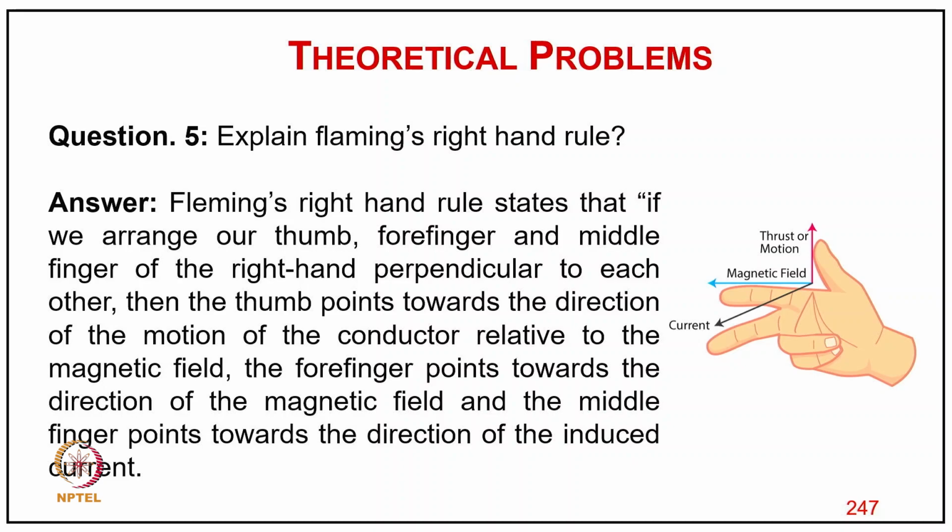Question 5 is: explain Fleming's right hand rule. The answer is, Fleming's right hand rule states that if we arrange the thumb, forefinger and middle finger of the right hand perpendicular to each other, the thumb points towards the direction of motion of the conductor relative to the magnetic field, the forefinger points towards the direction of the magnetic field, and the middle finger points towards the direction of induced current, as shown in the figure.